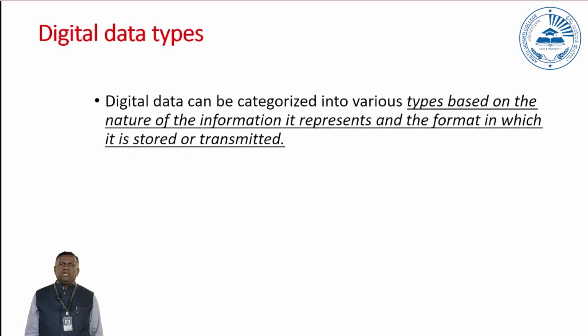What is the first one? The nature of information it represents, and the second is the format in which it is stored or transmitted. So let us revise once again. The digital data can be categorized based on what? The nature of information, and second, the format in which it is stored or transmitted.